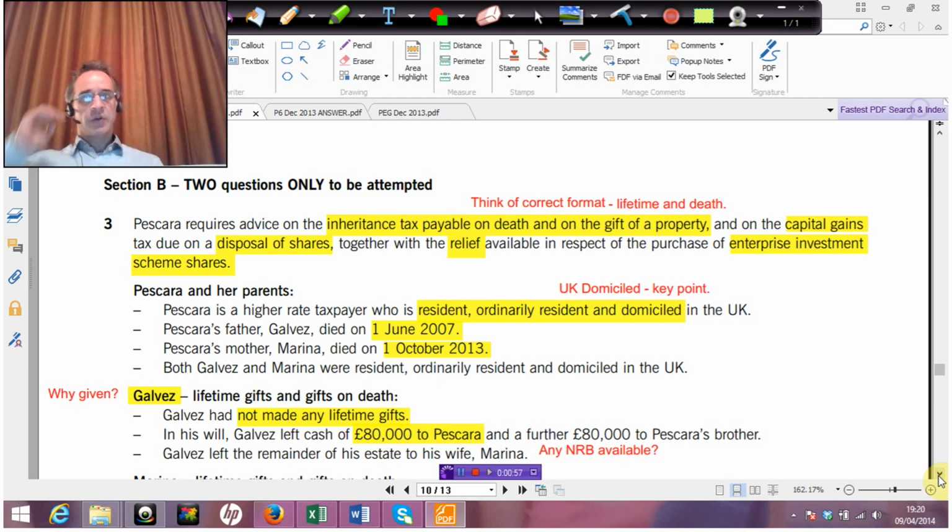Okay, so we've got really two questions in December 13 that relate to IHT and CGT, and this is actually the second one. This is the easier of the two. This is section B question 3, Pescara. What I'm going to do is run you through the requirements first, then the body of the question itself, and then we're going to move on to the answer.